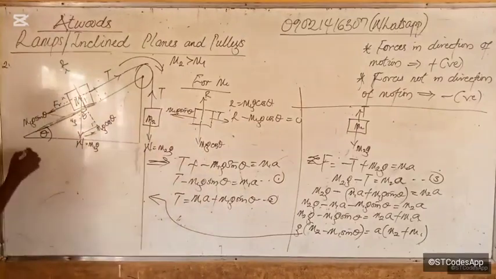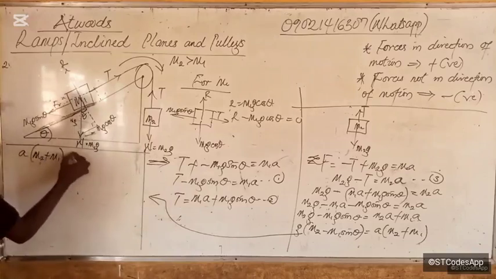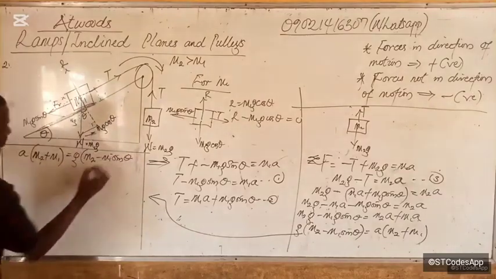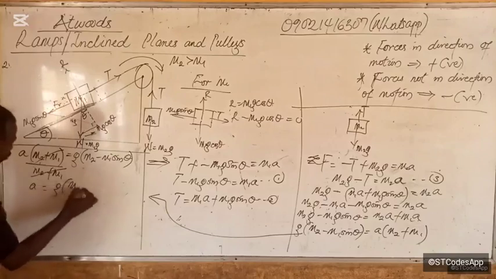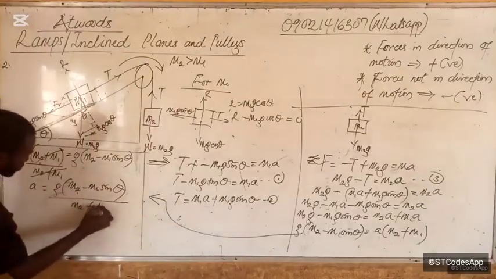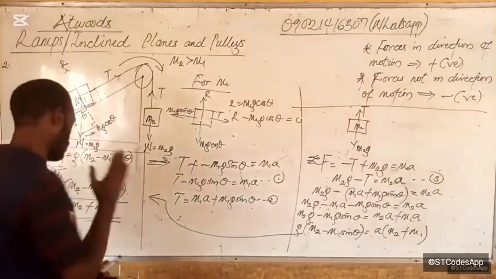Acceleration will now be equal to a into bracket, so let's just write what we have there. a into bracket m2 plus m1 equals g into bracket m2 minus m1 sine theta. Okay, so we divide both sides by m2 plus m1. Of course, you have a will be equal to g into bracket m2 minus m1 sine theta all over m2 plus m1. All right. So that will be it for this system.